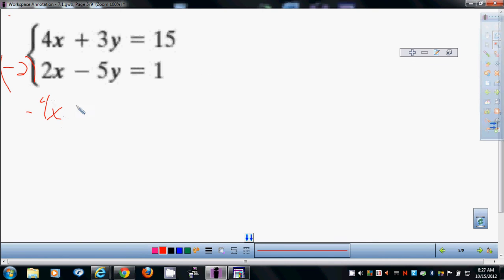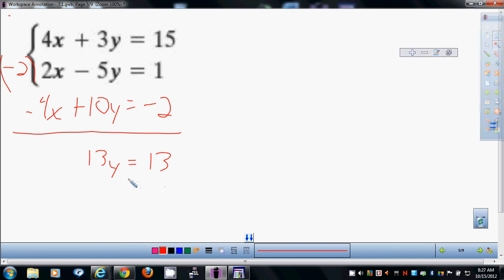Negative 4x plus 10y equals negative 2. That's this with the negative 2 multiplied through. Adding that to the top row, 4x minus 4x is 0x. 3y plus 10y is 13y. 15 plus negative 2 is 13. Hey! Nice and neat. So y equals 1. Come back up here and plug it in. So it's 2x minus 5 times 1 equals 1. Add the 5.